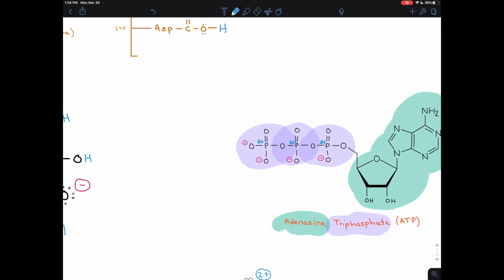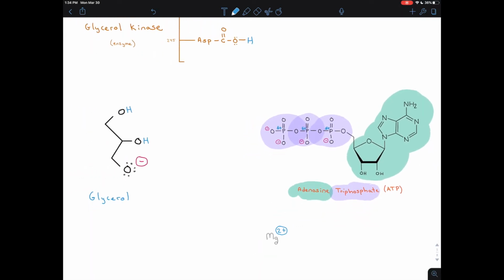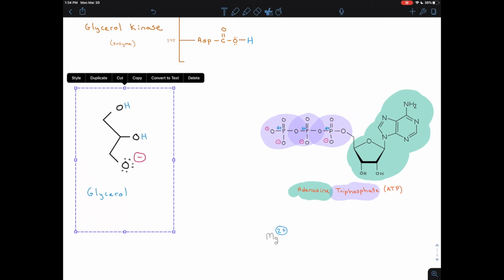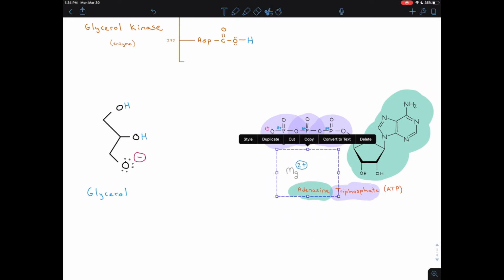Notice also that if one of them attacks, the one that leaves, that gets kicked off, would be a good leaving group because the negative charge will be stabilized through resonance. You'll have an allylic lone pair. I'll draw that out in a second. Now, in order for this nucleophile to get close to the phosphates to attack, it has to overcome some of this negative charge down here on these oxygens. And that's where the enzyme positions a magnesium ion close to those.